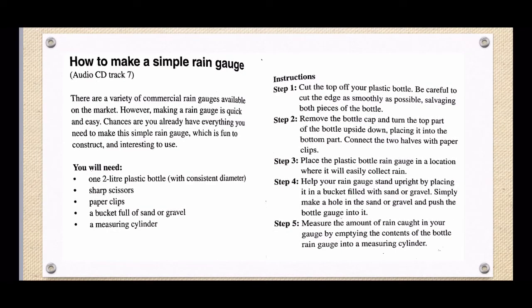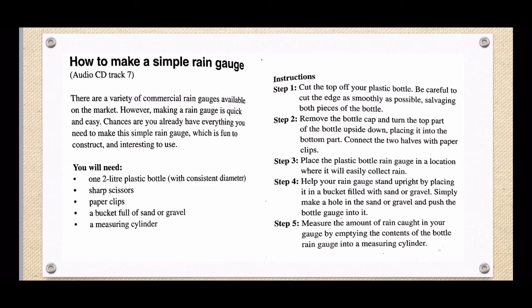Help your rain gauge stand upright by placing it in a bucket filled with sand or gravel. Simply make a hole in the sand or gravel and push the bottle gauge into it. Step 5. Measure the amount of rain caught in your gauge by emptying the contents of the bottle rain gauge into a measuring cylinder.